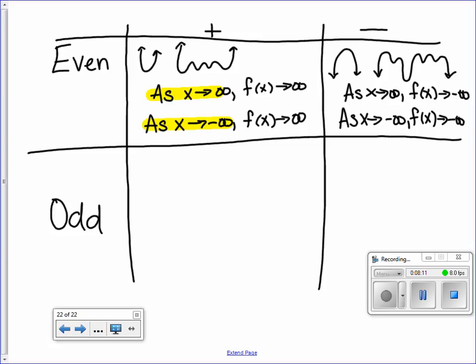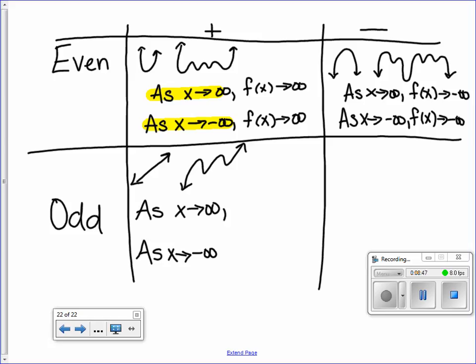Odd functions don't match. A linear function is an odd function. Or you could even have one that looks like a mountaintop climbing. But you're still going to be checking it as x goes off to the right and as x goes off to the left. That part doesn't change, because I want to know what's happening far right and far left.